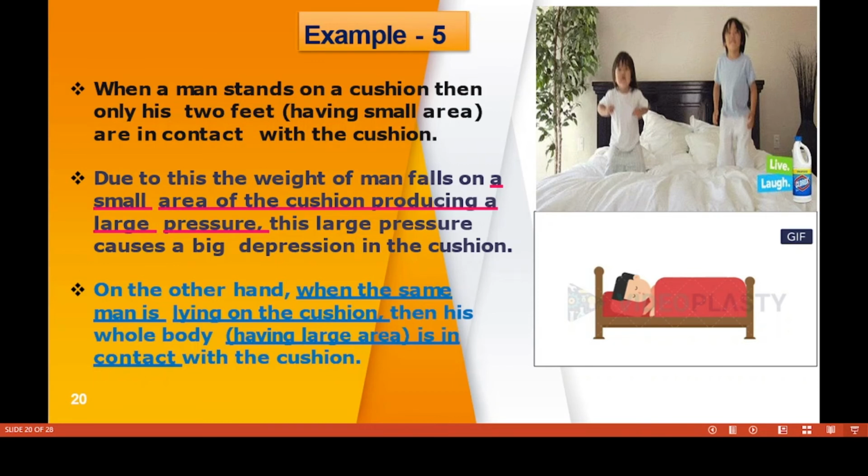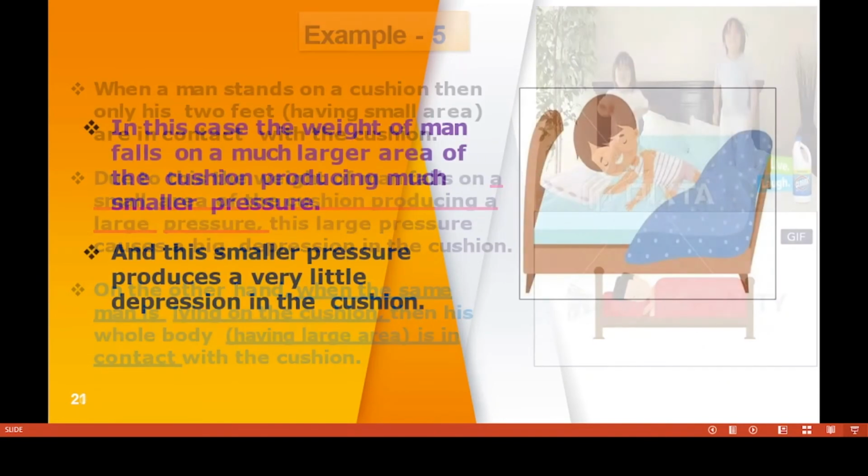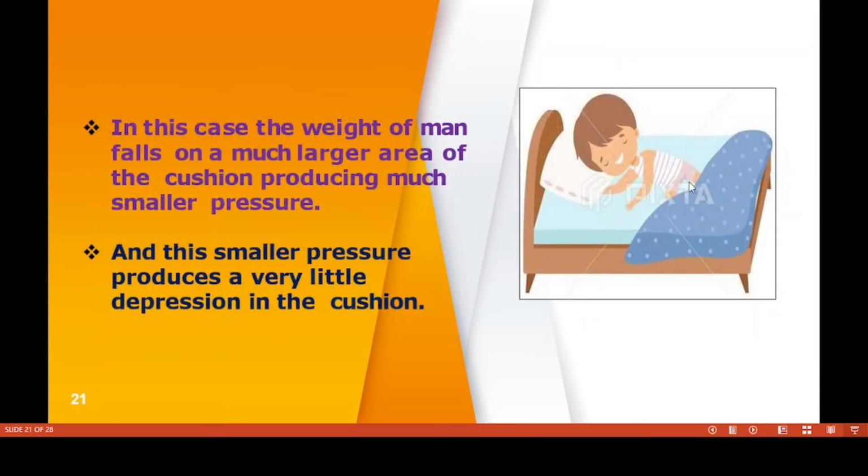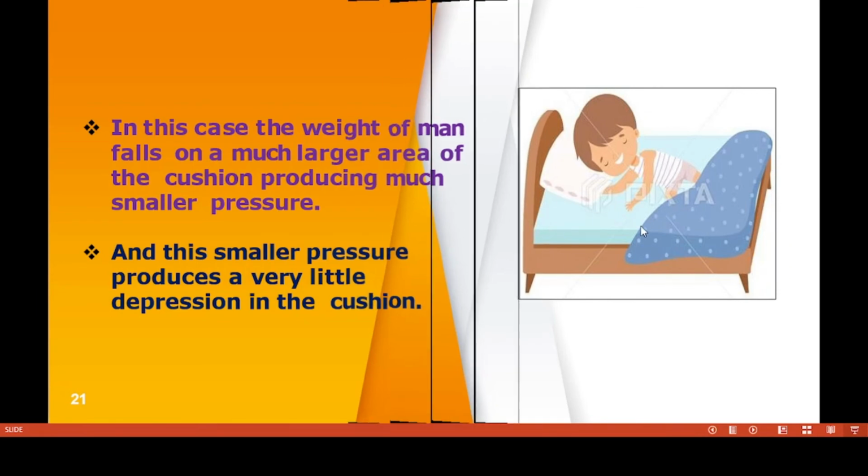So this large pressure causes a big depression in the cushion. On the other hand, when the same man is lying on the cushion, then his whole body is in contact with the cushion. Now, in this case, the weight of the man falls on a much larger area. The area will be larger. It produces small pressure. And the smaller pressure produces a very little depression in the cushion.